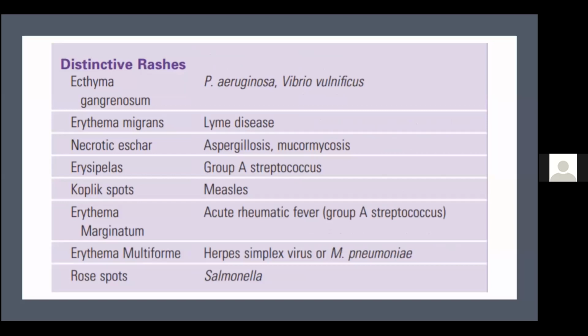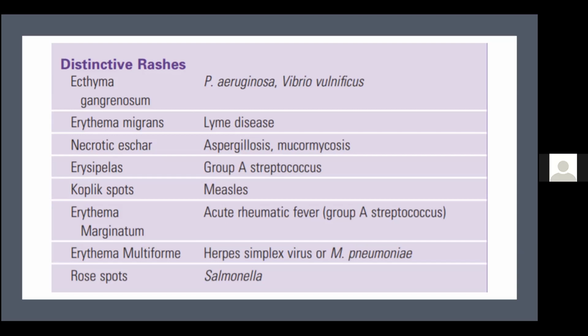And then you get very distinctive rashes that are almost diagnostic. So ecthyma gangrenosum is that deep black rash with Pseudomonas or Vibrio vulnificus. Erythema migrans, or the classic bullseye lesion, with Lyme disease, and necrotic eschar with mucormycosis, especially on the palate. Erysipelas is that extremely red rash with a sharply demarcated border with group A strep.